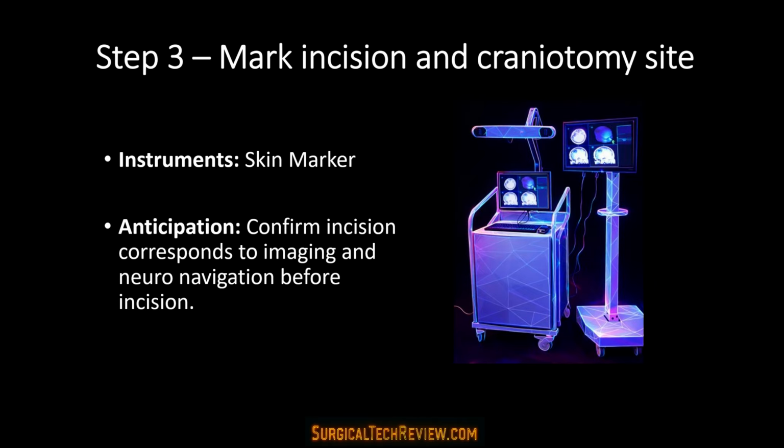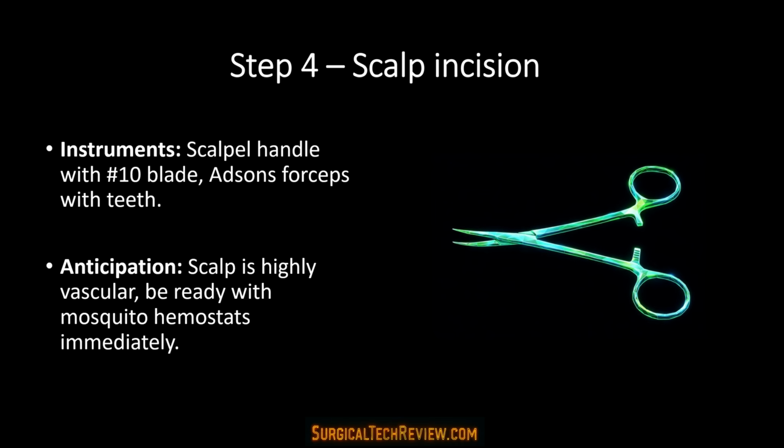Step 3. Mark incision and craniotomy site. The surgeon marks the incision and craniotomy site using imaging or navigation to ensure accurate placement before the incision is made. Step 4. Scalp incision. The scalp incision is made using a scalpel. Because the scalp is highly vascular, immediate bleeding control is required using clamps or Raney clips.